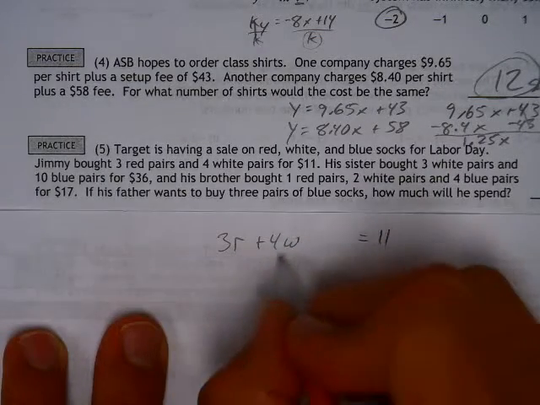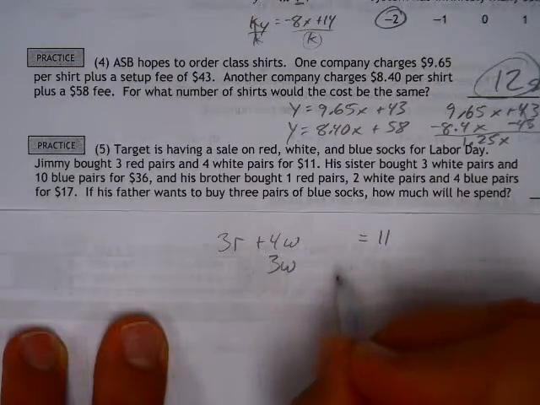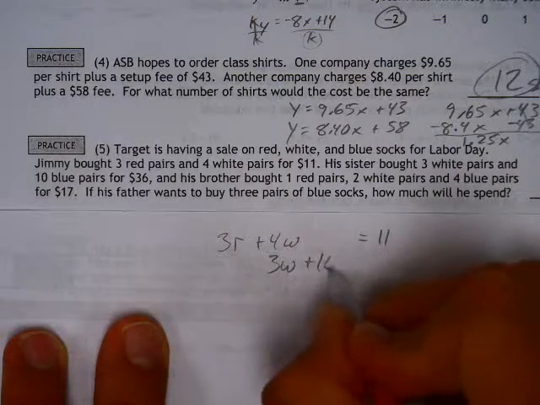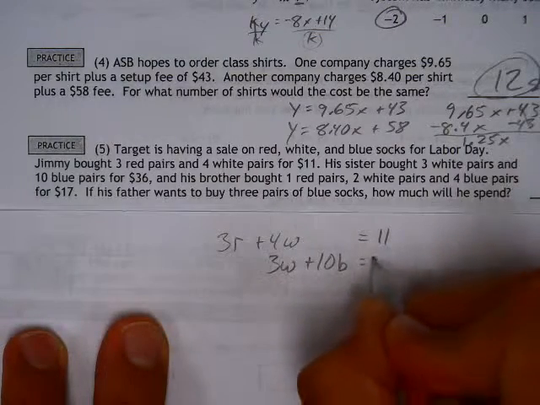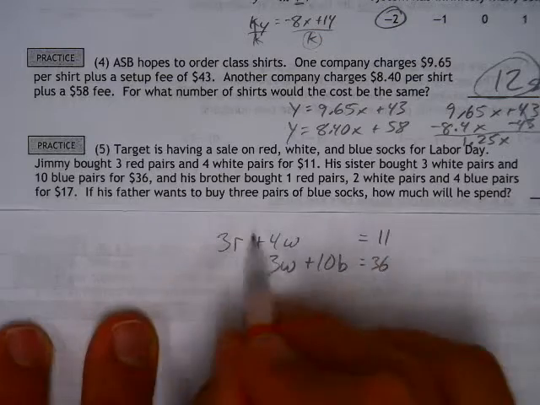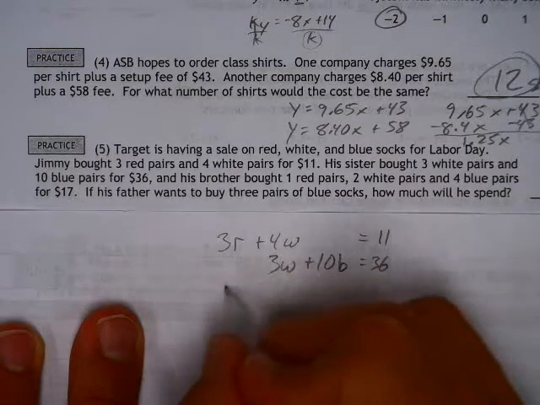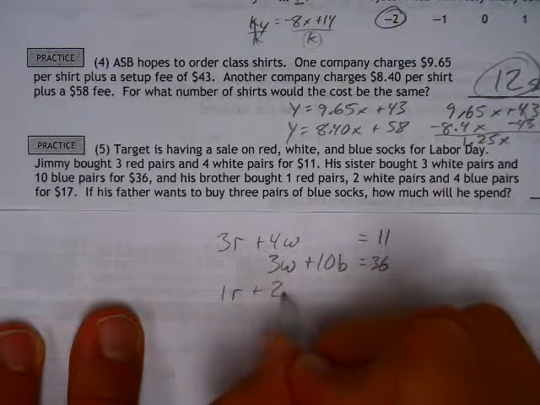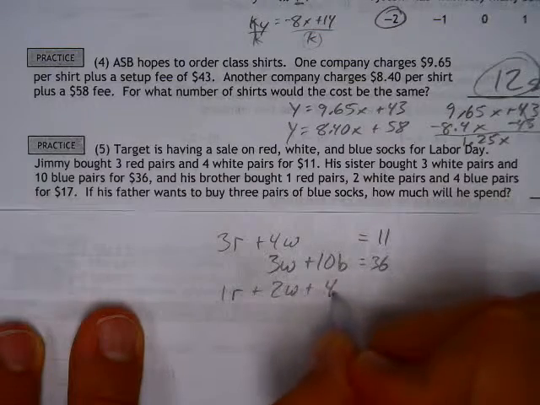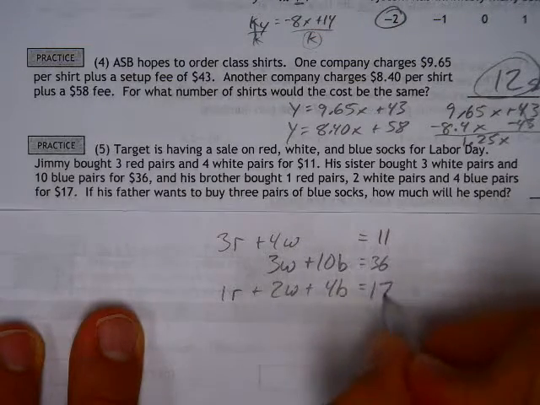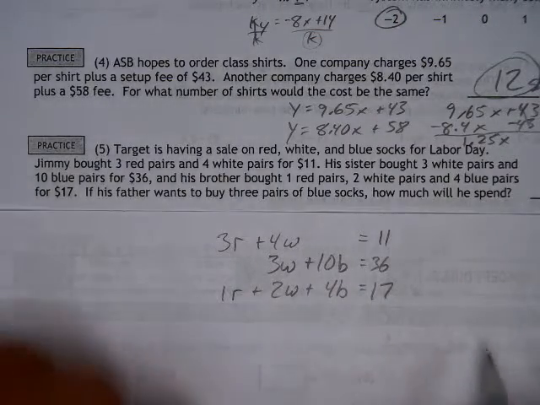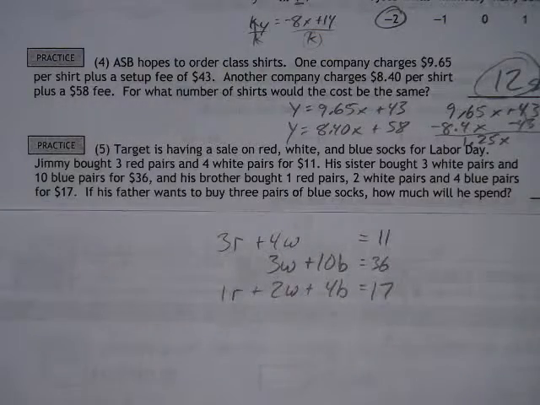Sister bought 3 white and 10 blue. A lot of blue shirts. Equals 36. And then the last individual here bought 1 red plus 2 white plus 4 blue for a total of $17. So we want to somehow solve for each of the 3 variables.